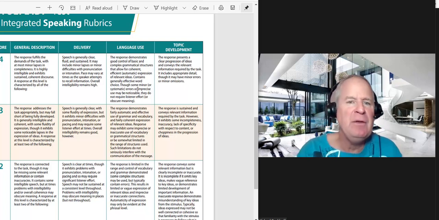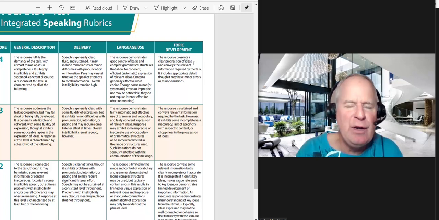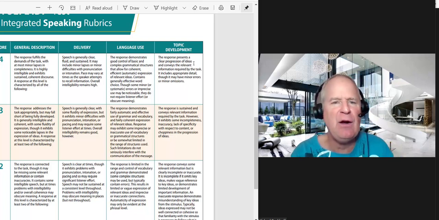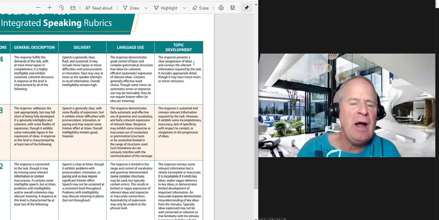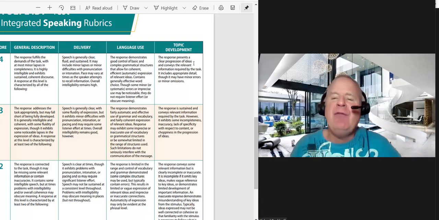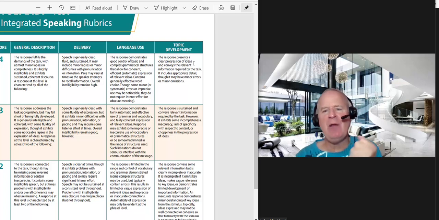So topic development response presents a clear progression of ideas and conveys the relevant information required by the task. It includes appropriate detail, though it may have minor errors, minor omissions. No, you don't have any errors and you haven't omitted anything. So maybe we can argue here that your response is higher than a 4. Wow. So good job on that.